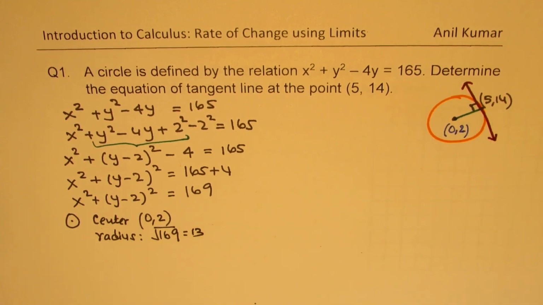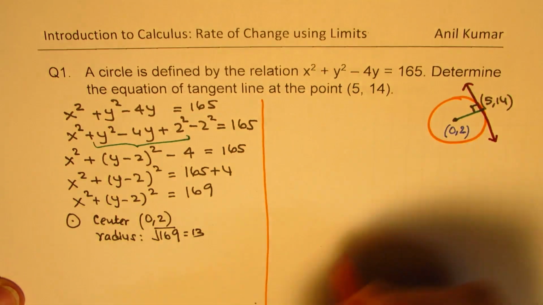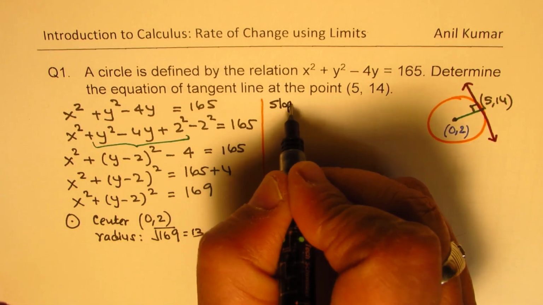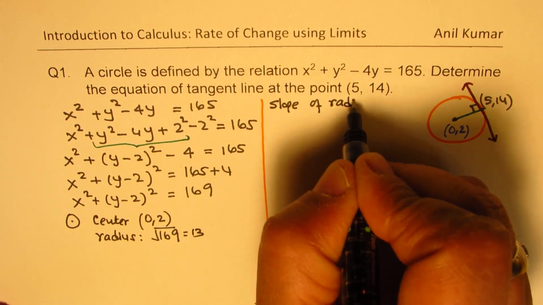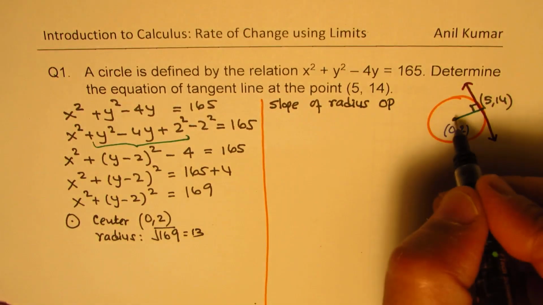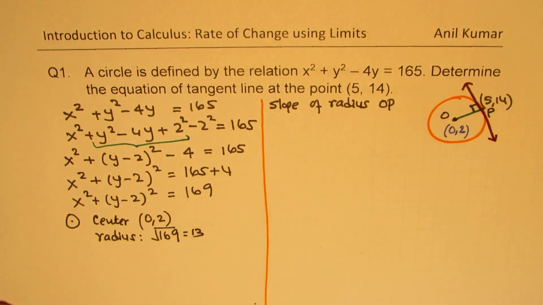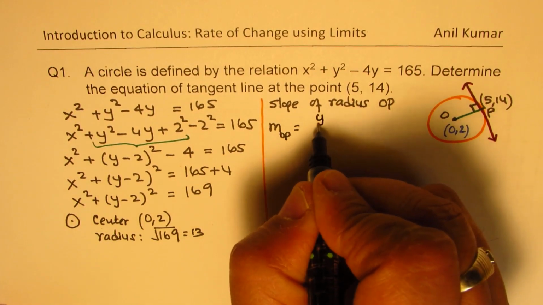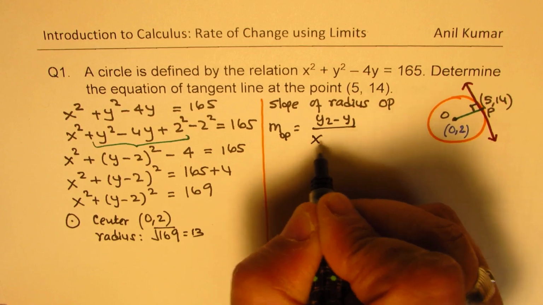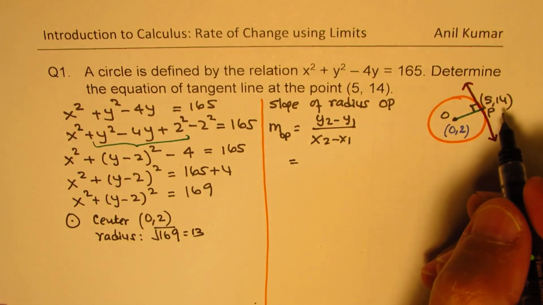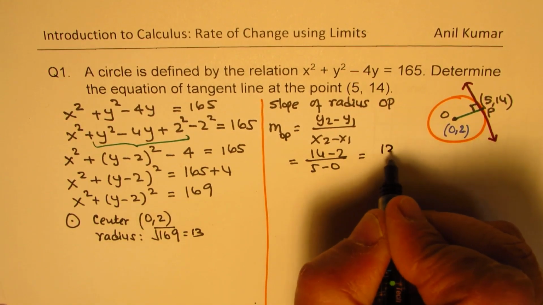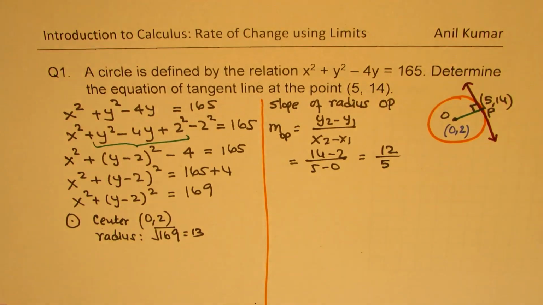Now that should help us to find the slope of the radius, right? So let's find the slope of radius now. Let's call it O to P. So O is this point and P is a point where (5, 14) is located. Now slope, as you know, from O to P will be y2 minus y1 over x2 minus x1.